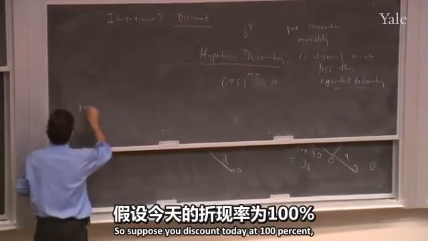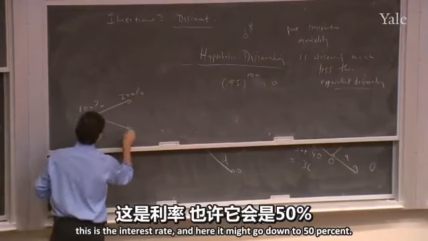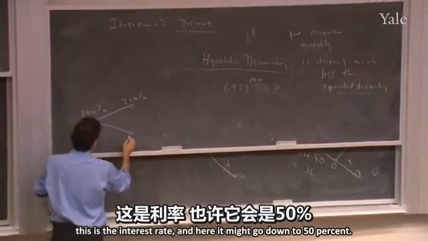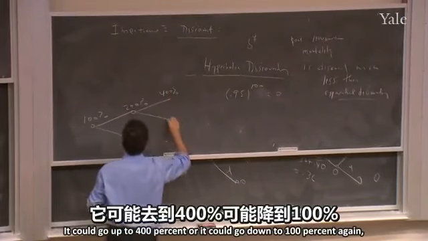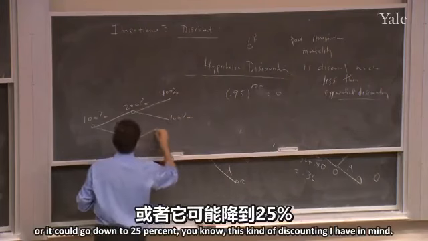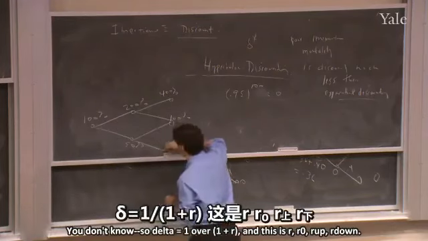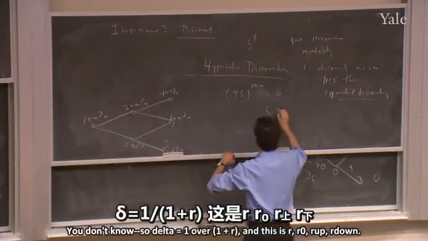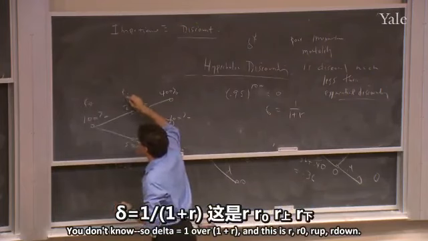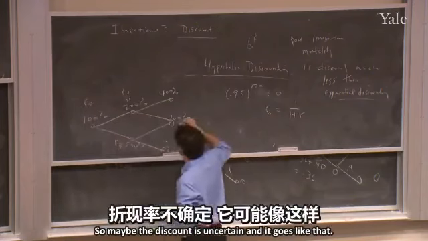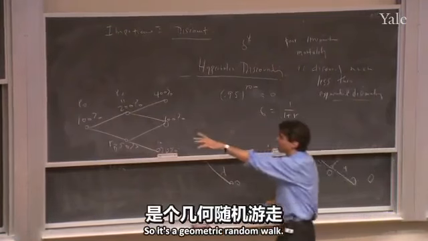So suppose you discount today at 100%, and maybe next period you're going to discount at 200%. This is the interest rate. And here it might go down to 50%. It could go up to 400%. Or it could go down to 100% again. Or it could go down to 25%. This is the kind of discounting I have in mind. You don't know, so delta equals 1 over 1 plus r, and this is r: r0, r up, r down. So maybe the discount is uncertain, and it goes like that. It's a geometric random walk.